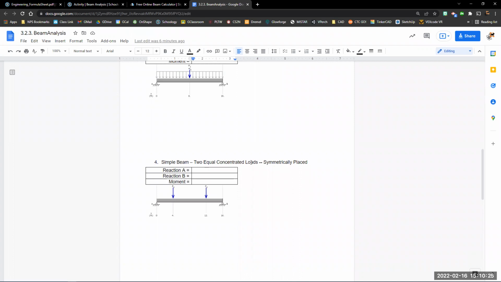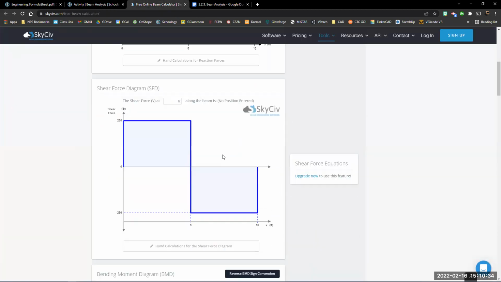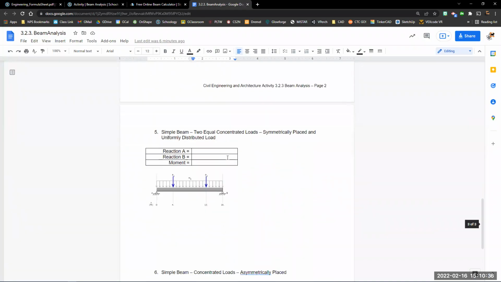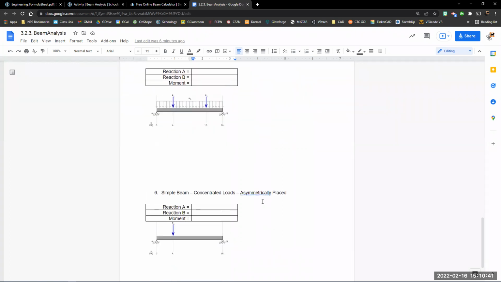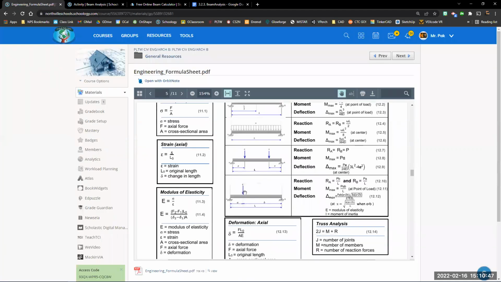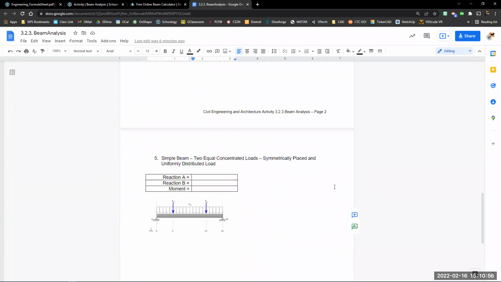We've got 2 equal concentrated loads symmetrically placed. You would want to use these equations right here. Okay, so that's what I should see on that one. And then 5 also combines both of those. So again, you'll probably want to use SkyCiv on that one. And then finally, a concentrated load asymmetrically placed, and that would represent this last one. So you can use these little shortcut equations to help you solve for that. Okay, and I believe that should be the full walkthrough on this one.